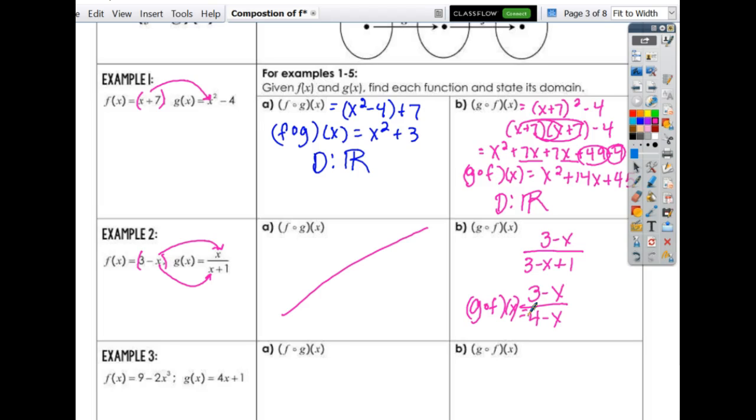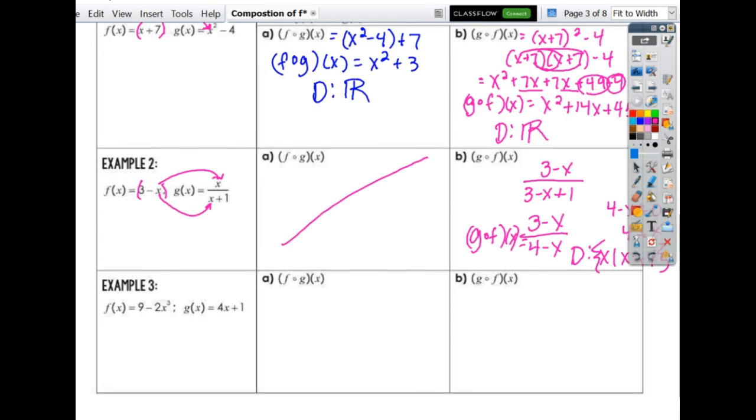And so this is one of the times where there is going to be a restriction, because what can you not divide by? 0. So this can't equal 0. So 4 minus x cannot equal 0. So 4 cannot equal x. So my domain is going to be x such that x does not equal 4. Everybody okay?